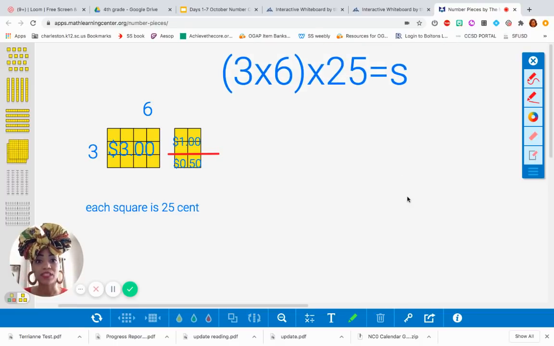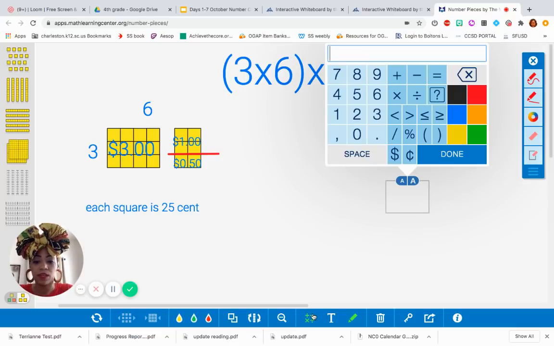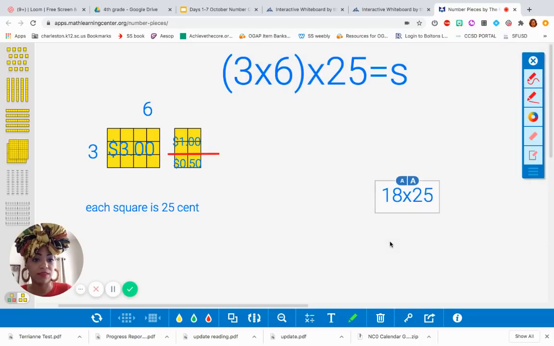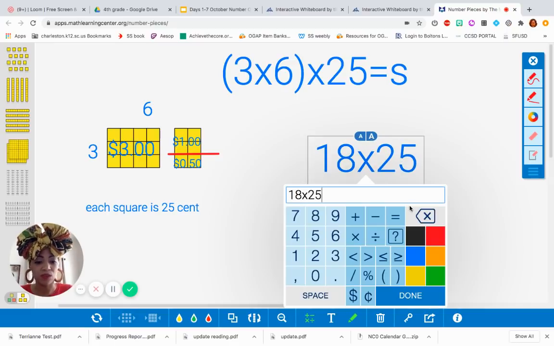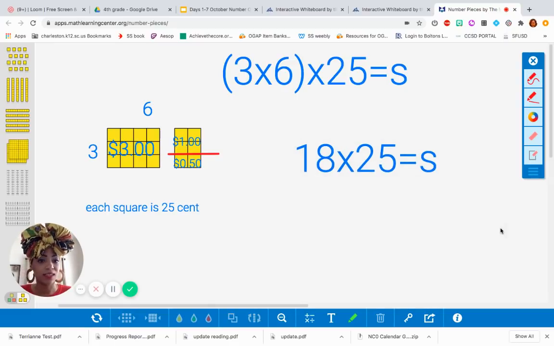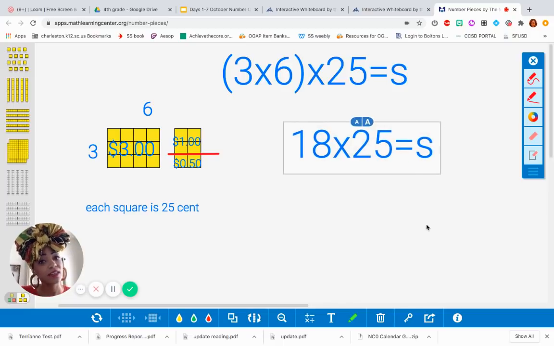So you actually solved the problem in the parentheses first, which gave you 18, and then you had to do 18 times 25. Is 18 times 25 a really easy problem to solve? No, it's not. But there's a strategy that we could use to solve 18 times 25.